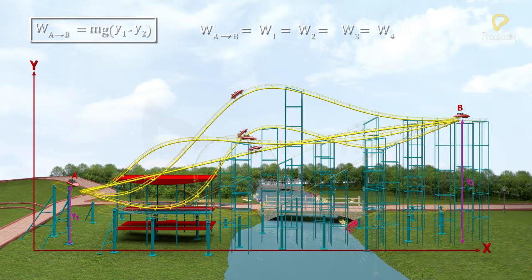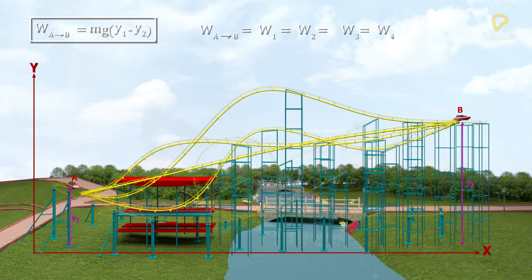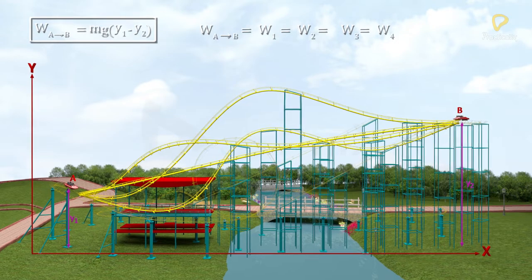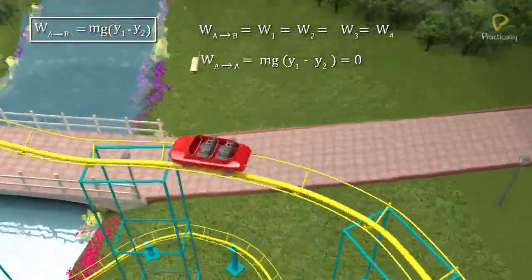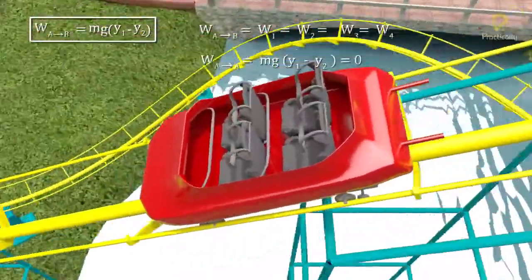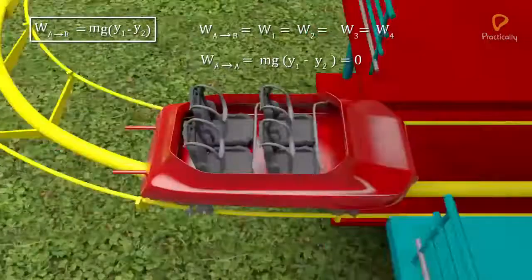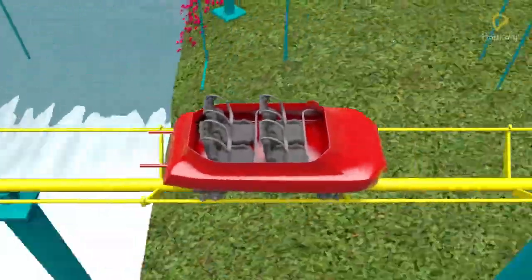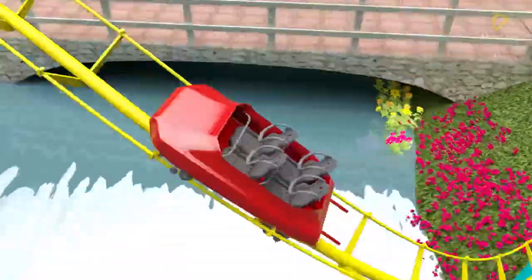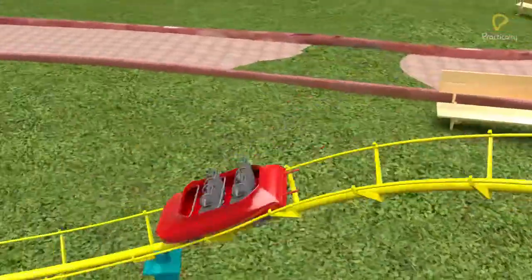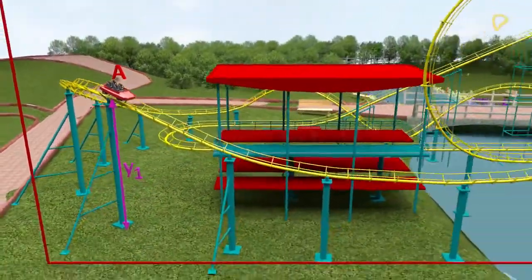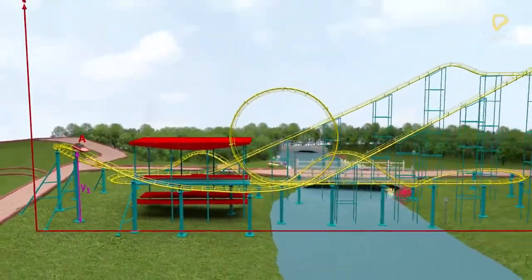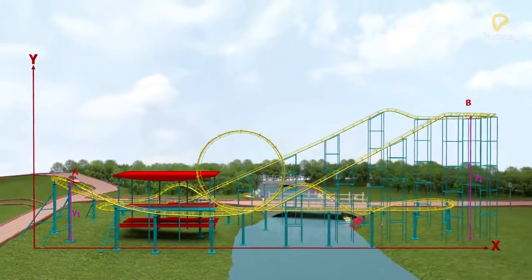So, it can be said that irrespective of the path between points A and B, work done by gravity is the same. If the object is brought back to A through another path, as the initial and final positions remain the same, the total work done is zero. Such forces whose net work done in a roundabout motion is zero are called conservative forces.